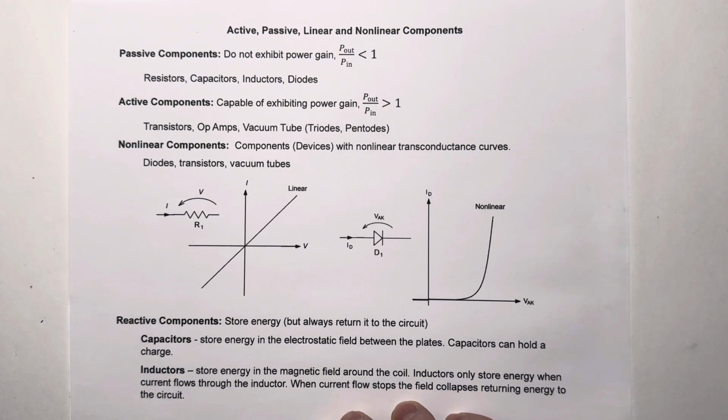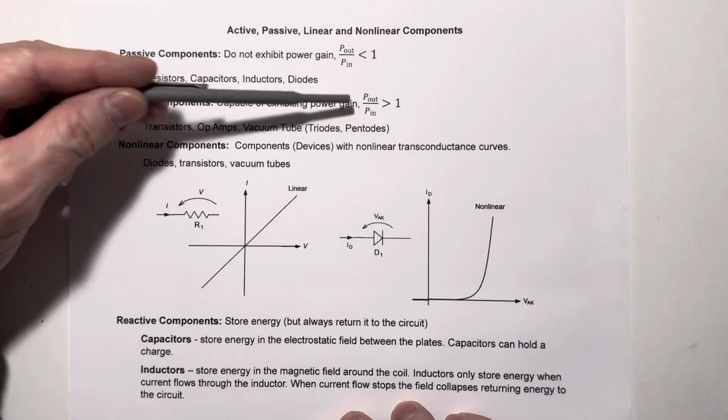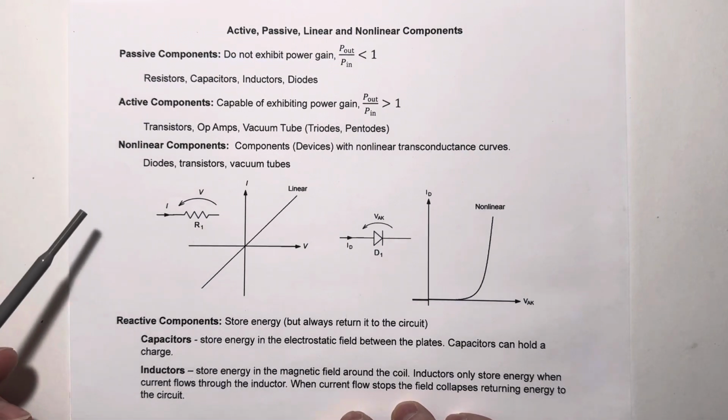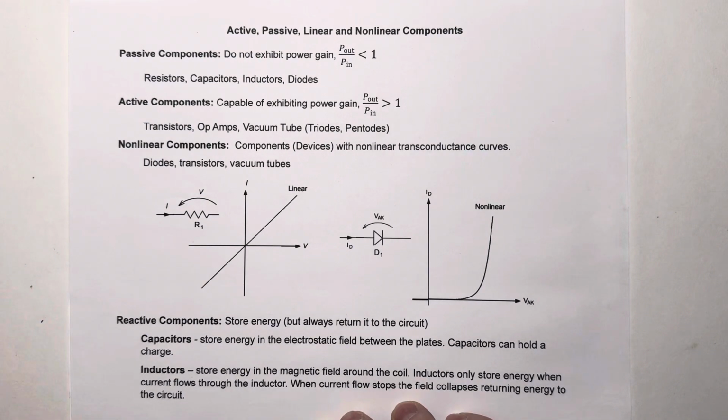Active components are capable of exhibiting power gain. That is, power out over power in can be greater than 1 for active components. Examples are transistors, op-amps, and vacuum tubes like triodes and pentodes.